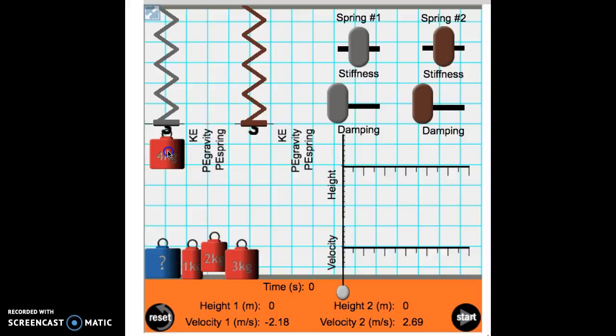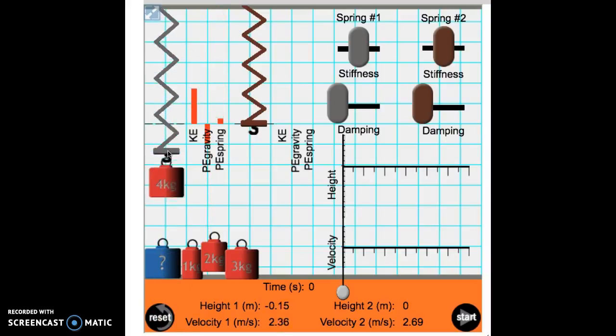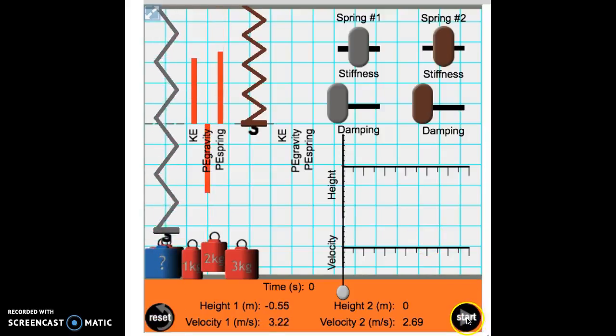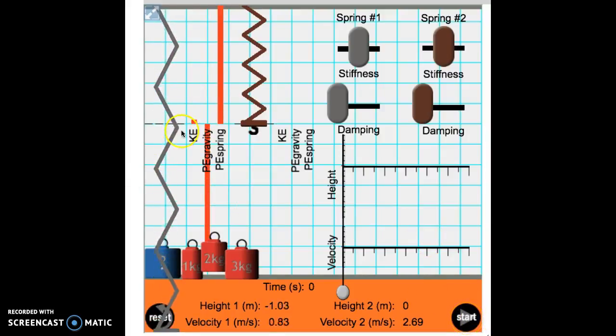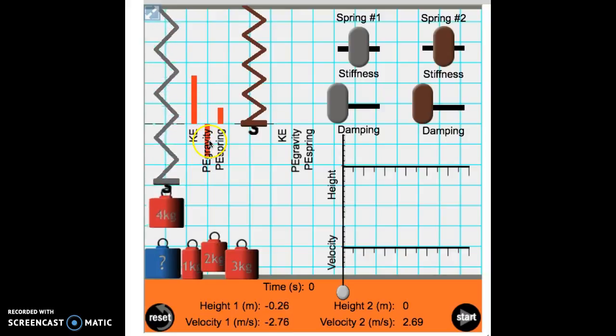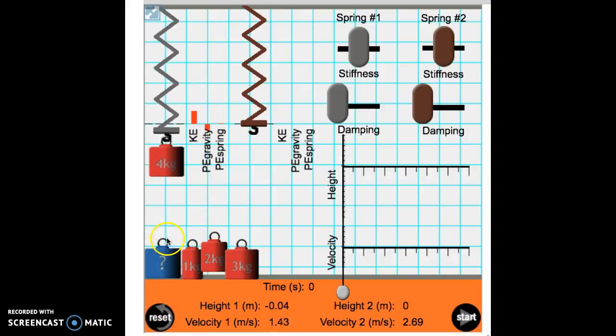So let's start here with the 4 kilogram mass. We will watch it all the way down and then all the way back up. If you notice, here's our equilibrium point right here where the spring started from and comes back to each time. And then as it drops down, you notice as it goes down that potential gravitational energy increases as that spring potential also increases.